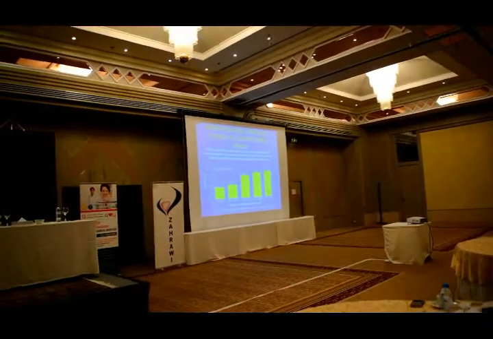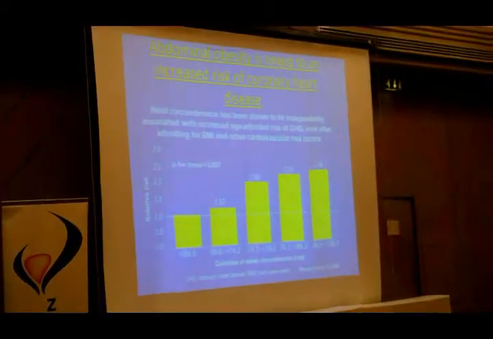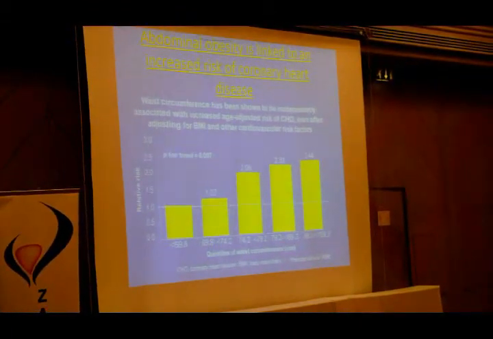And then this is about purely coronary artery disease. Again, when the waist circumference goes up, coronary artery disease increases, and it's almost 2.5 times more in morbid obese people. And as you can see, these findings are all clinically significant.